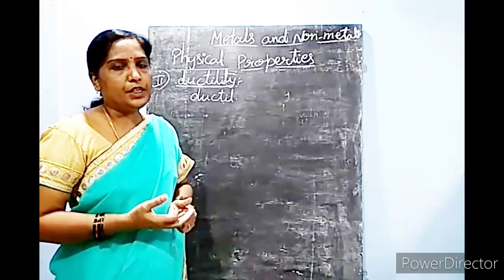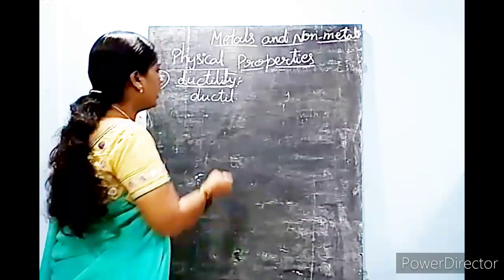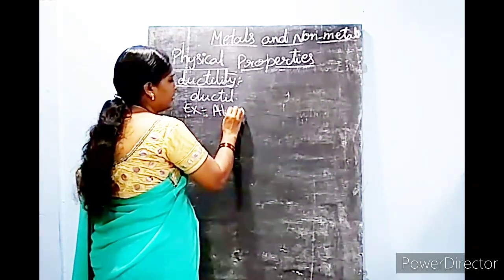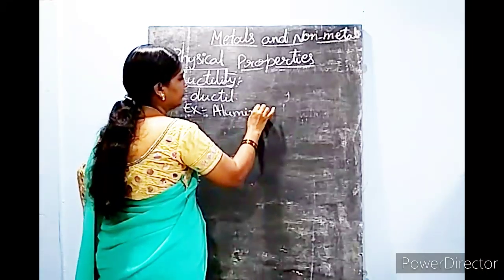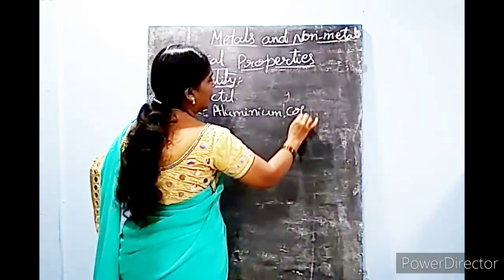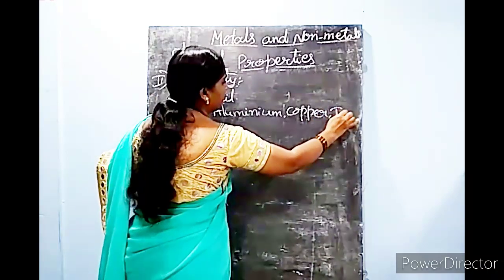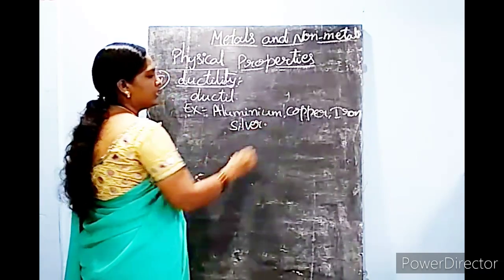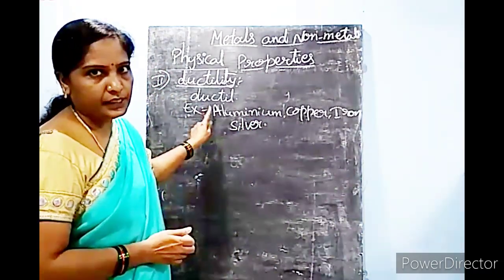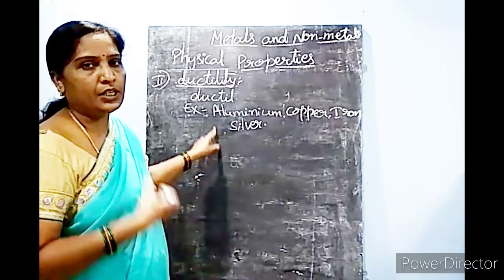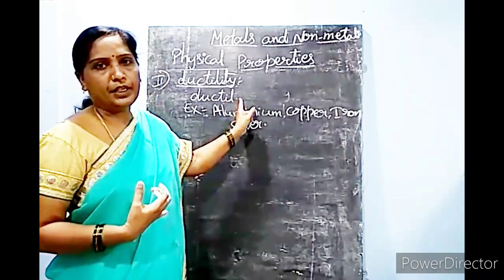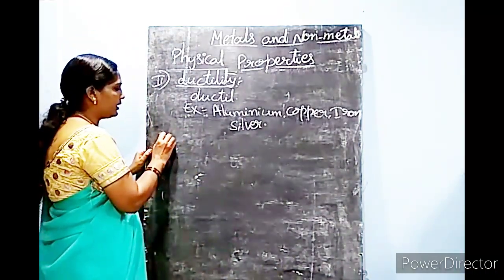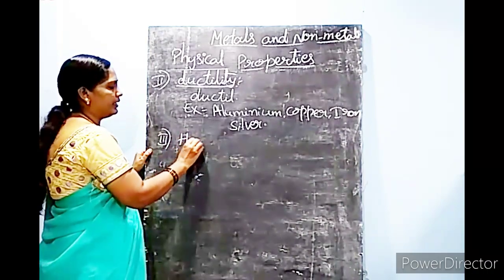Okay, that is another property of metals. For example, copper, aluminium, iron, silver. These all show the property of ductility. They are ductile in nature, so they all come under the metals group. Okay. And the third property is hardness.